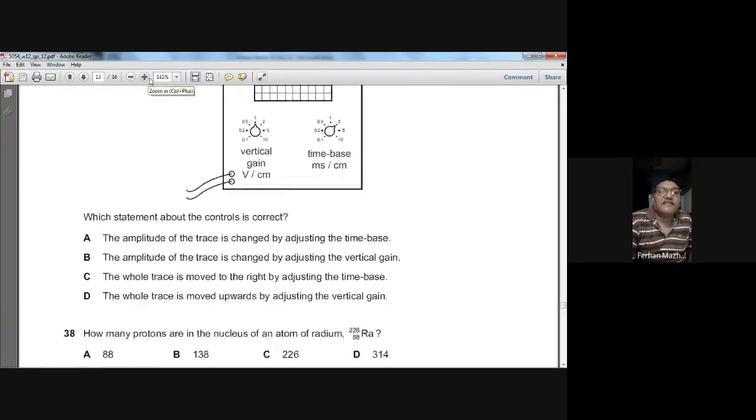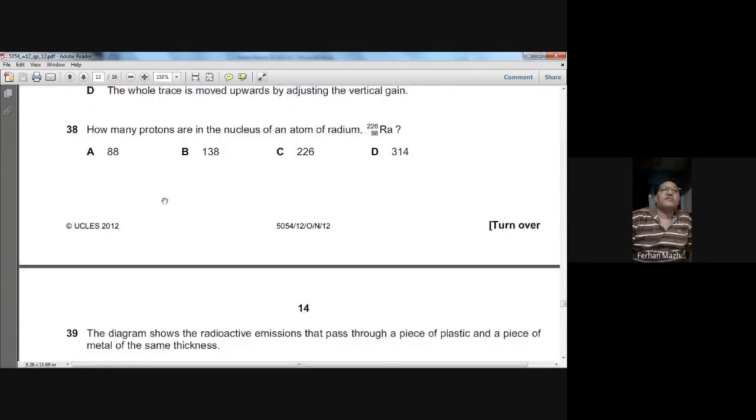On your screen, we have question number 38. How many protons are in the nucleus of an atom of radium? Radium is 88-226, so its proton number is 88. The number in the subscript is its atomic number, and atomic number is equal to the number of protons in its nucleus. So the number of protons in its nucleus is 88. For question number 38, the option is A.